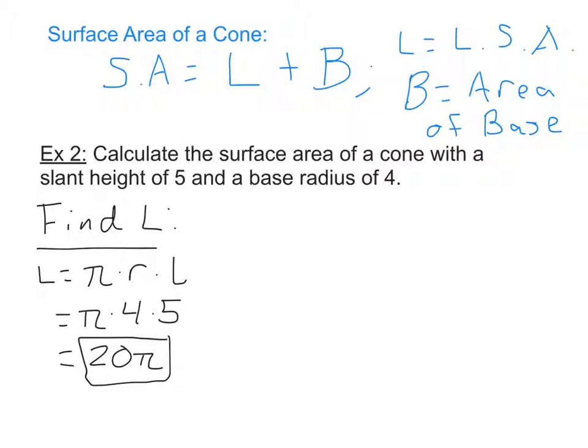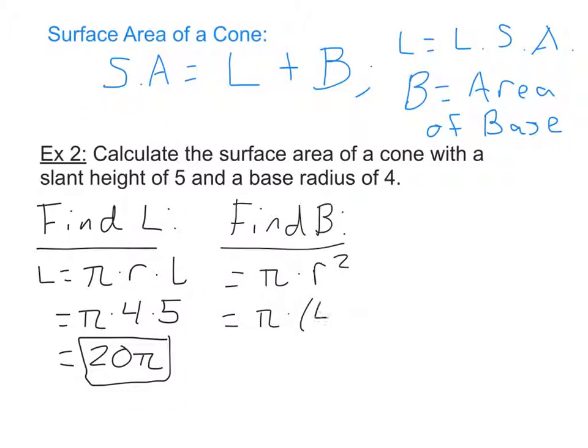Next, we move on to finding the area of the base. So let's go ahead and find big B. To find big B, recall that the area of the base is going to be a circle. So if we recall our formula for a circle, pi times radius squared. Radius is our only variable, and notice that the radius is 4. So when we plug 4 in for r, and we square it, we get 16 pi. Let's go ahead and box this as well.